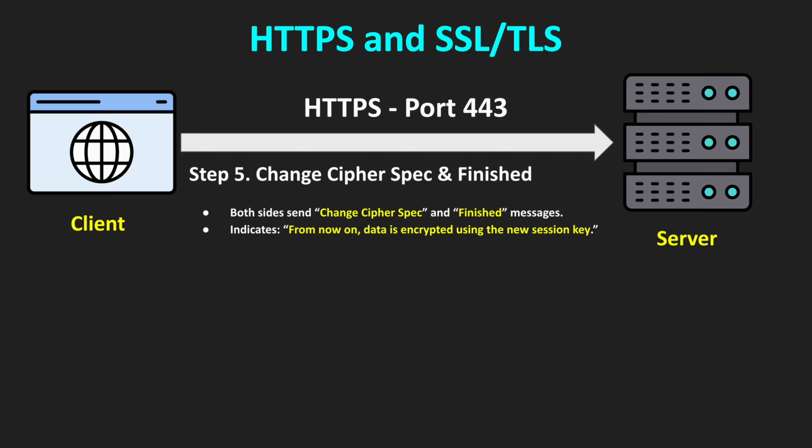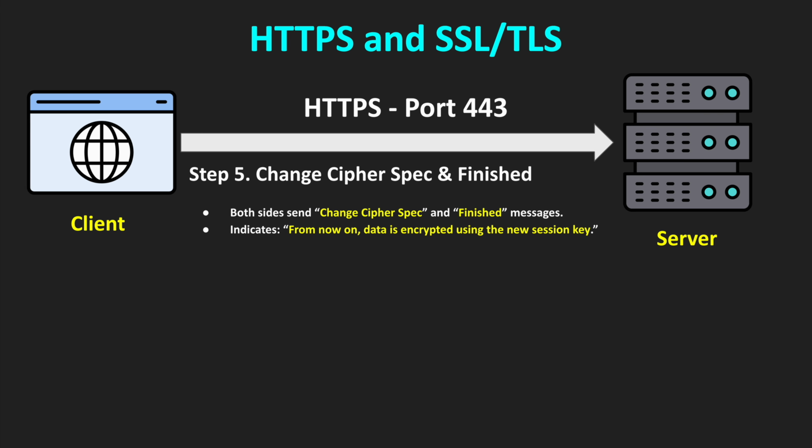So in the next step, we are sending the change cipher specification and finished message, which indicates that we have now finalized our TLS handshake. Now we can send messages securely from the client to the server and from the server to the client. When the client sends a message, the client encrypts that message using the key, and using the same key, the server will decrypt the message and vice versa.